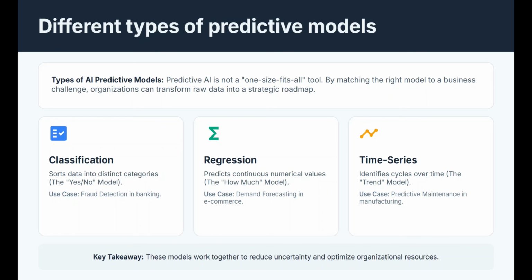The key takeaway is that these models work together to reduce uncertainty and to optimize organizational resources.